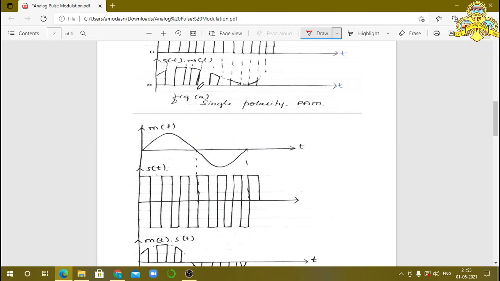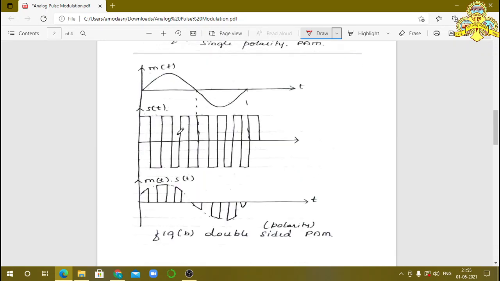Double polarity means the same procedure, but the signal is present in the positive as well as in the negative side. See here, this is M of t. This M of t is present in the positive as well as in the negative half cycle, and also S of t is present in the positive and negative, and the pulse amplitude modulated signal is also present in the positive and negative, so it is called a double sided or double polarity pulse amplitude modulated signal.